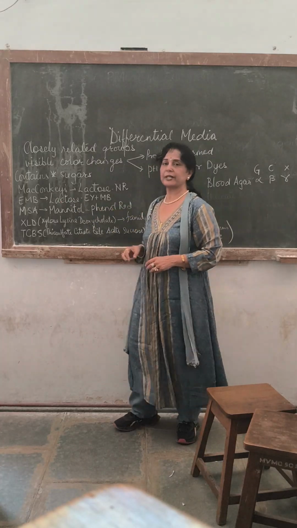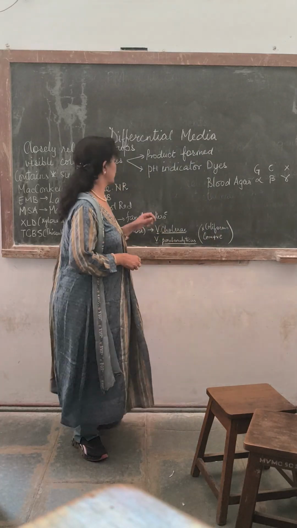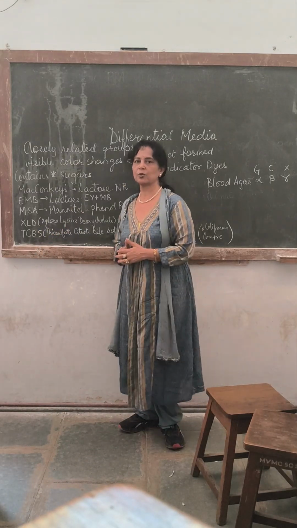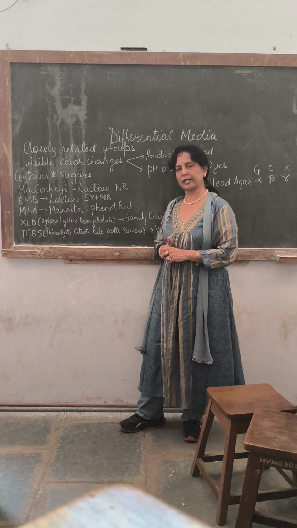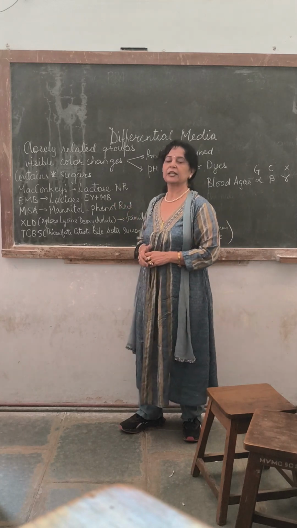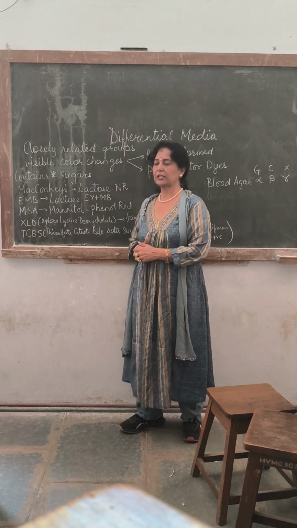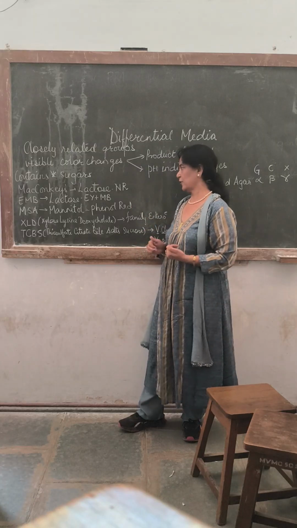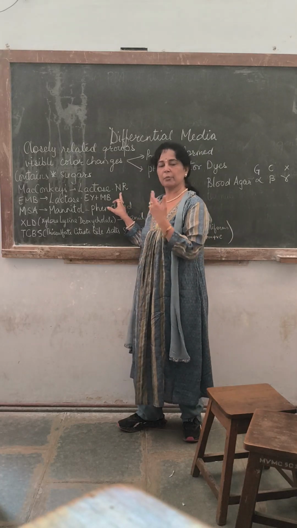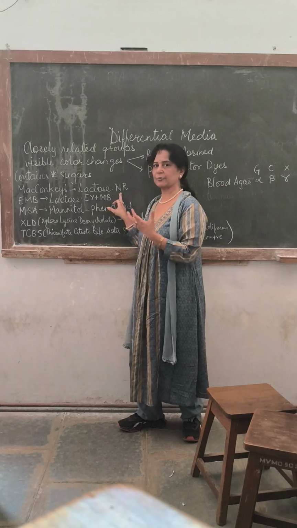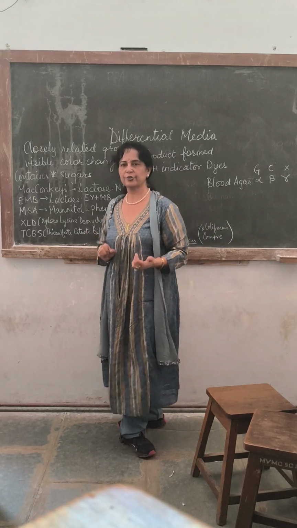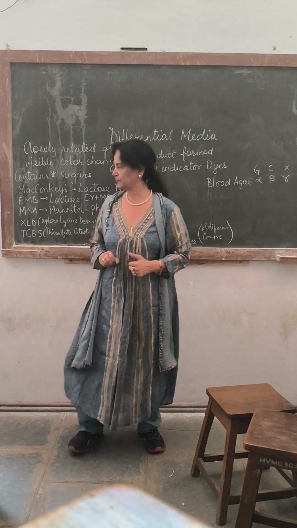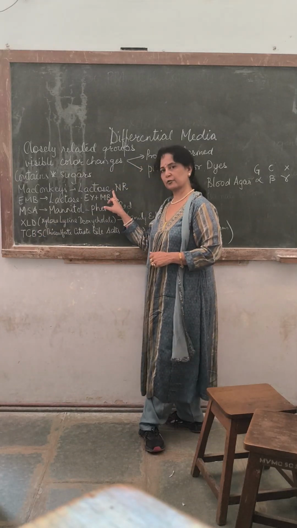In MacConkey's agar plate, we have added lactose and neutral red is the indicator dye. What happens is that when organisms grow, if they can utilize lactose and carry out its fermentation, they will give you a pink colony. The lactose non-fermenting organisms will give a colorless colony, because neutral red will bind with the larger amount of acid produced because of the lactose utilization by the organisms, and the colony will be completely pink. So here we can find out the lactose fermenter.